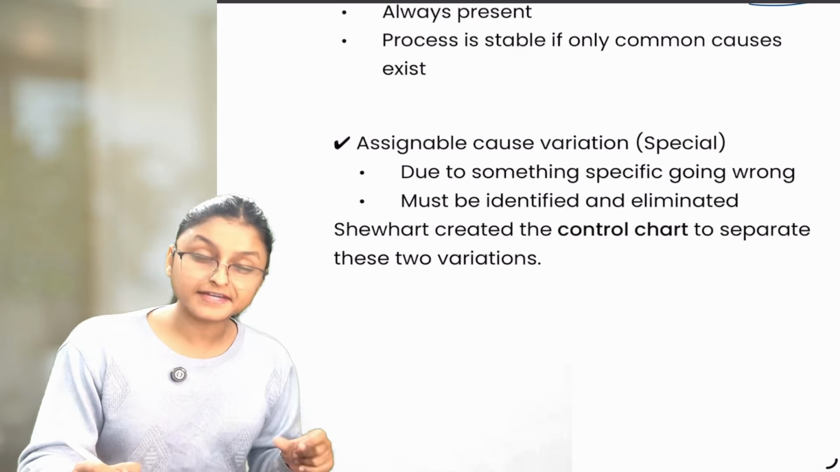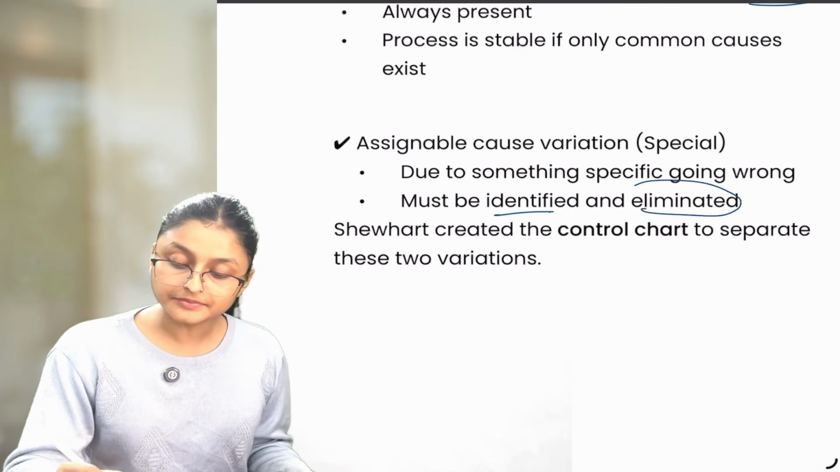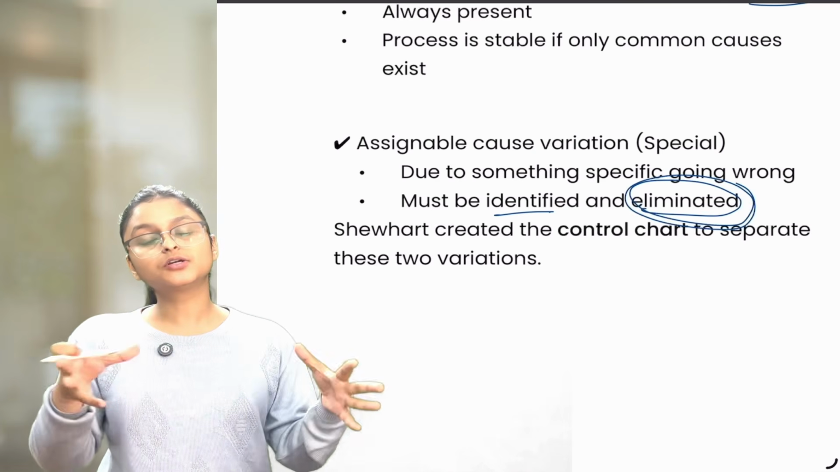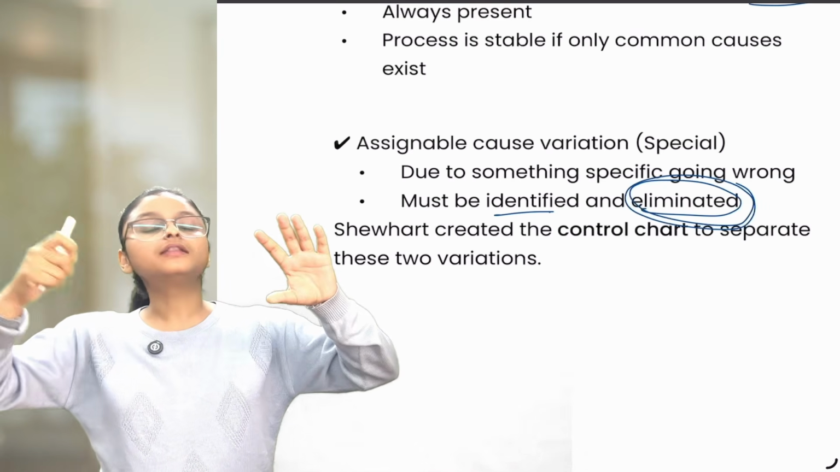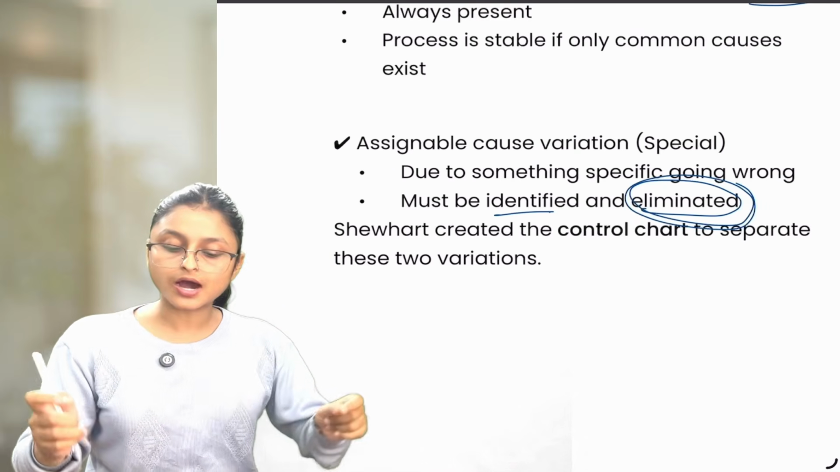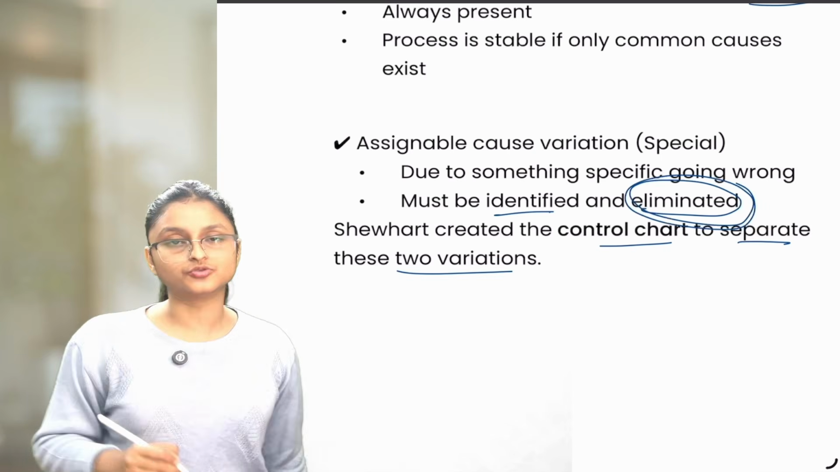and it is happening due to something specific going wrong in your processes. You need to identify what is wrong in the process and eliminate that. Then only you'll be able to make sure that your product is within those limits. Shewhart created the control chart to separate these two variations.